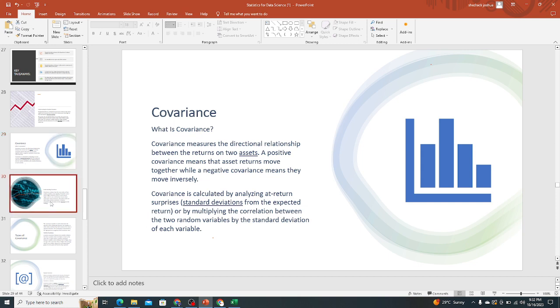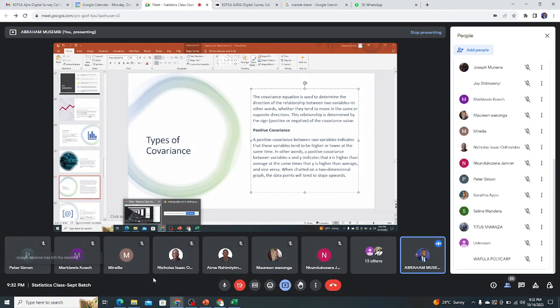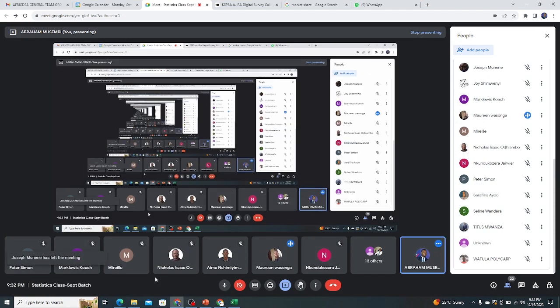Let me show you. You can see here, the relationship is determined by the sign, positive and negative. Here we are not measuring the impact. And you'll see the difference when we deal with correlation. Okay, noted. Thank you.